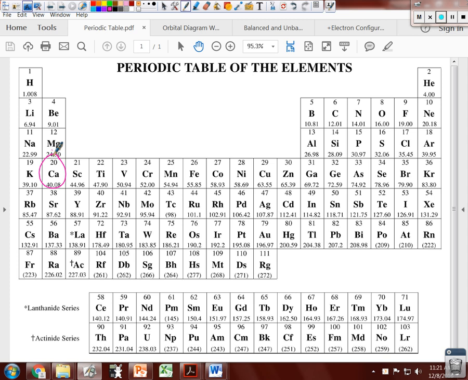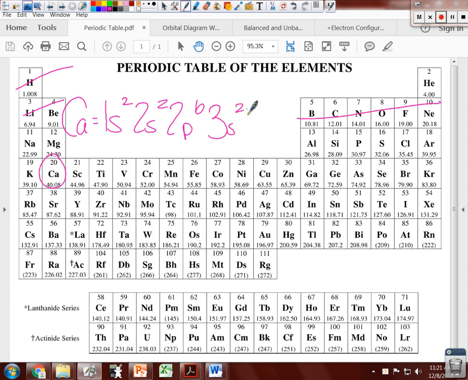So no matter where we are, we always got to start the same place. We've got 1s2, takes care of those. 2s2, takes care of those. 2p6, that's all of those. The next one is going to be 3s2. That's done. 3p, and I'm going to use all of them, so that's 6. And then finally, the last one is going to be 4s, and how many? 2. Very good. Any questions on that?